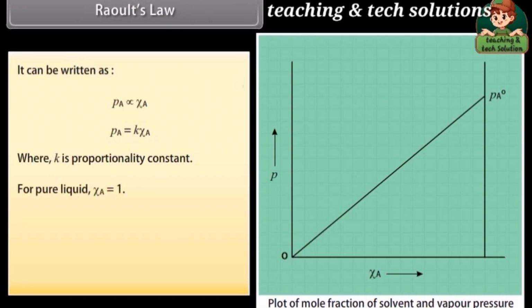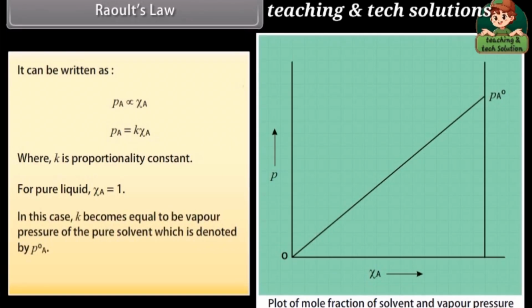For pure liquid, XA is equal to 1. In this case, K becomes equal to vapor pressure of the pure solvent, which is denoted by P°A. Thus, PA = P°A × XA. For solutions obeying Raoult's law at all concentrations, its vapor pressure would vary linearly from 0 to the vapor pressure of pure solvent.